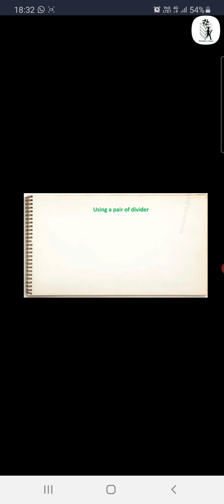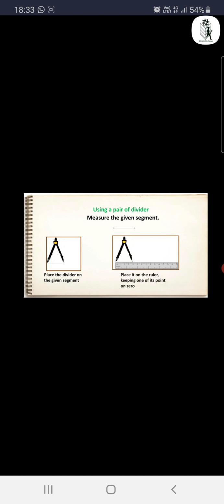How to use this? Now let's take this given segment. Okay, this is a given segment. Let's measure using a divider. So how do we use it? First, we place the divider on the line segment to be measured. See in the figure. Then without disturbing the opening of the divider, place it on the ruler, keeping one of its points on 0. In this way, we get the accurate measure of the line segment to be measured. We are going to look into this when we solve exercises. Okay, now let's continue.